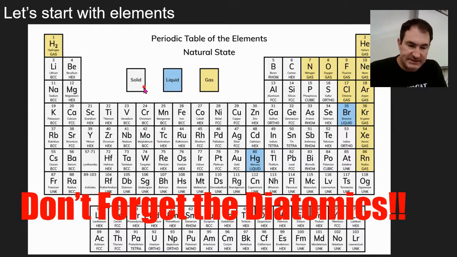most everything on the periodic table is going to be a solid. We have a handful of gases, and on this periodic table, those are in yellow. And then we have 2 liquids. Now remember, these are all just things that are elements, meaning they're by themselves, but that does include the diatomics. And so we'll look at those in just a second.